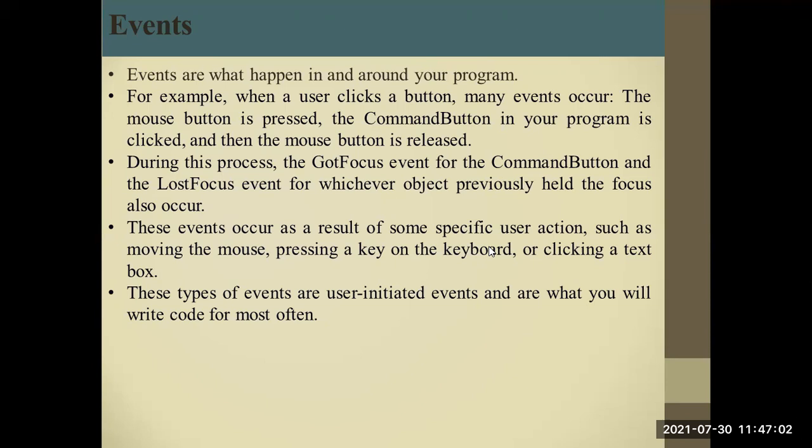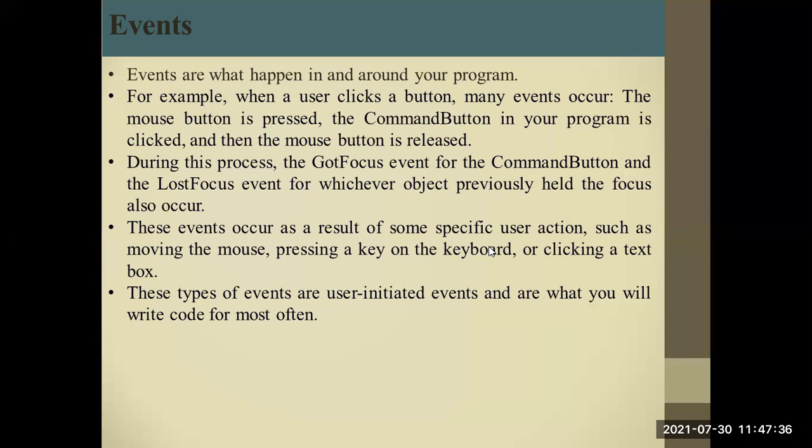Similarly, you can see here the mouse button is pressed. If the mouse button is pressed, the command button in your program is clicked. Whenever you press your mouse button, automatically there will be a command button in our program which will be clicked. Then the mouse button is released. Once it is released, the event has occurred. It's a complete event procedure. Once that procedure is completed, we can say the event is completed, and now this event should perform a certain action.